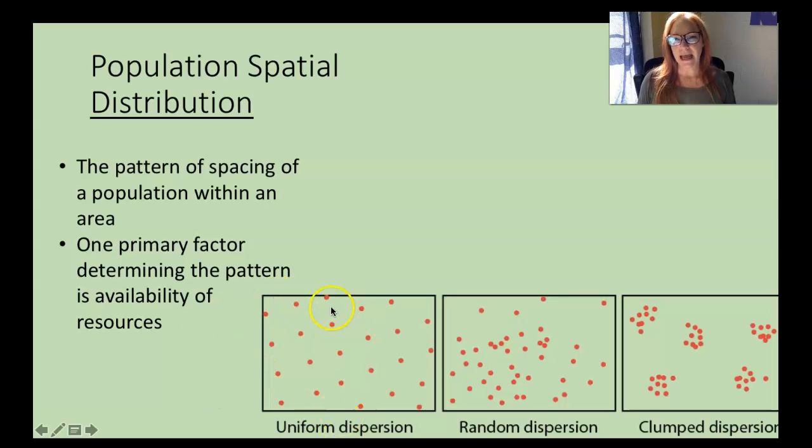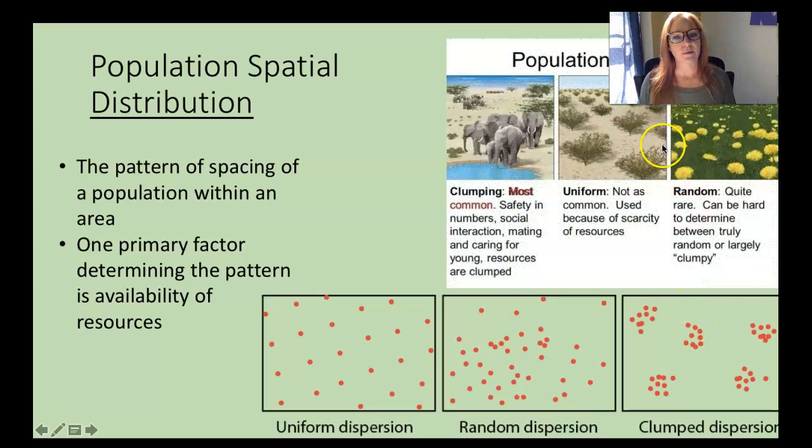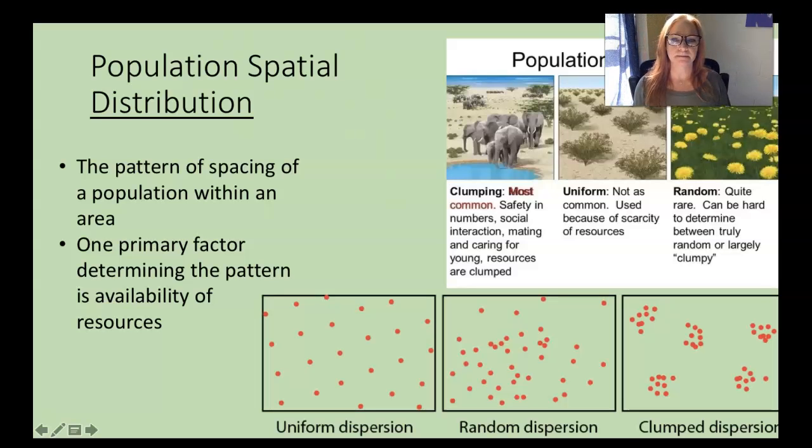So that happens mostly in plants, okay? And then we have random dispersion, where they just might pop up anywhere. And then we also have clumped dispersion, where these organisms hang out in groups, plants and animals both, okay? Clumping is the most common way that we find populations distributed.